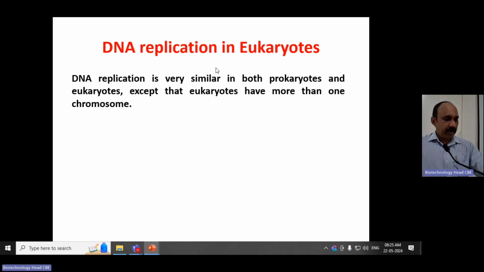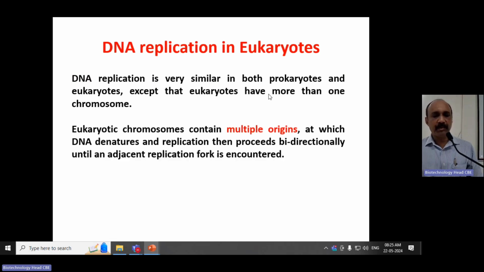The last one is DNA replication in eukaryotes. It is the same as what we have seen in bacteria or the phages, except that we have several chromosomes, not a single chromosome like bacteria or viruses. There are many different chromosomes. It's similar in both prokaryotes and eukaryotes, except that eukaryotes have more than one chromosome.